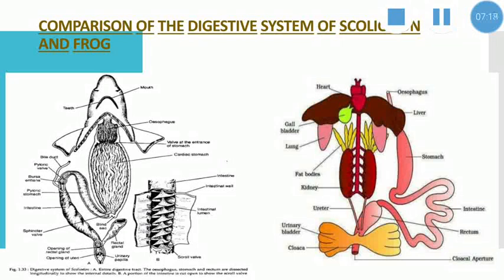Pharynx is larger than the buccal cavity. It has, on either side, pit-like spiracles and 5 vertical gill slits. So you can see here the presence of 5 vertical gill slits. This pharynx leads to open into the esophagus.